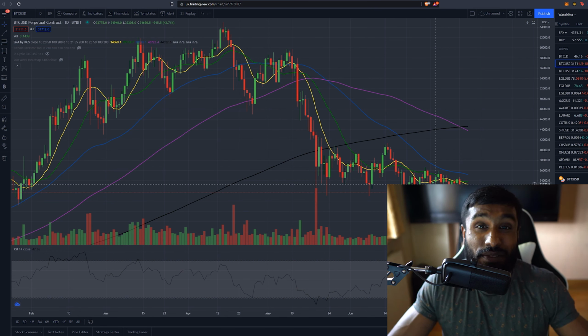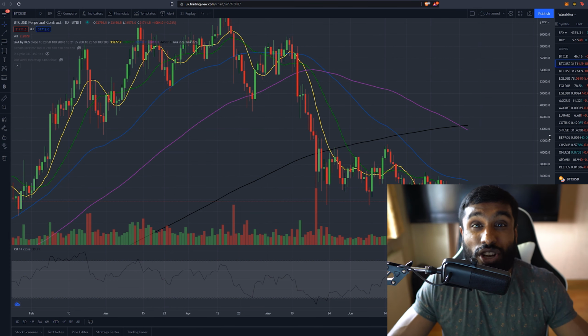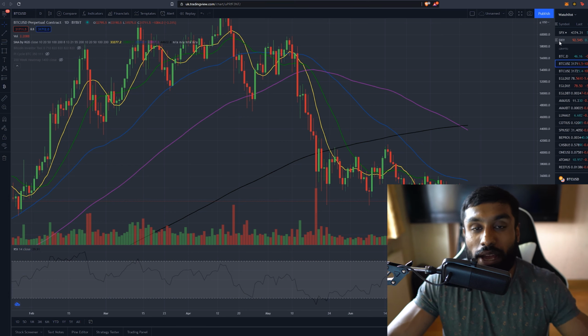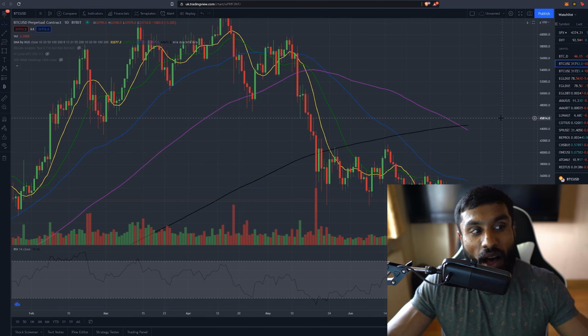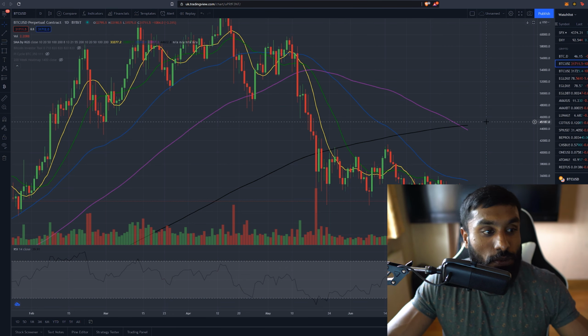Now the SMA effectively calculates the average of a selected range of prices by the number of periods within that range. The SMAs that I personally use are the 10 day, 20 day, 50 day, 100 day and 200 day SMA. Obviously have a look online, plenty of different people use different things, but I find those very valuable to me, right?